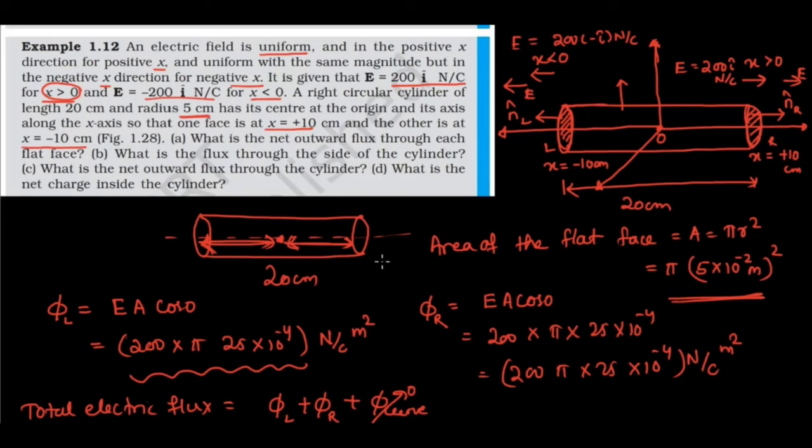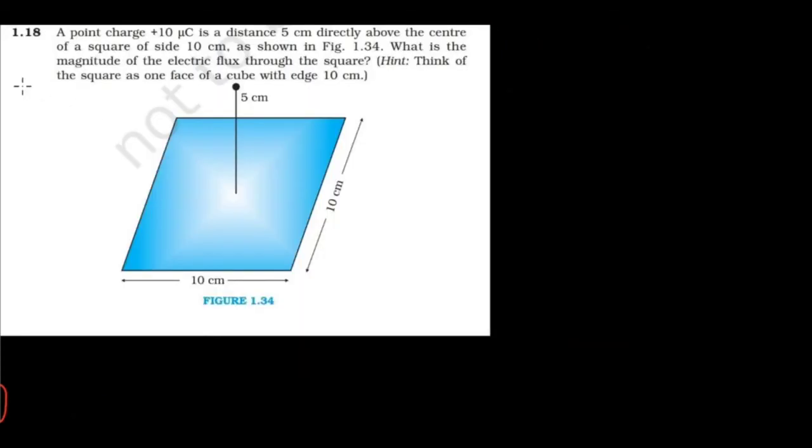And now we'll go to the next one. So now look at the next question. The question is the example, sorry, question 1.18 of your NCERT exercise. The question is a point charge plus 10 microcoulomb is at a distance 5 centimeter directly above the center of a square of side 10 centimeter as shown in the figure. What is the magnitude of the electric flux through the square?